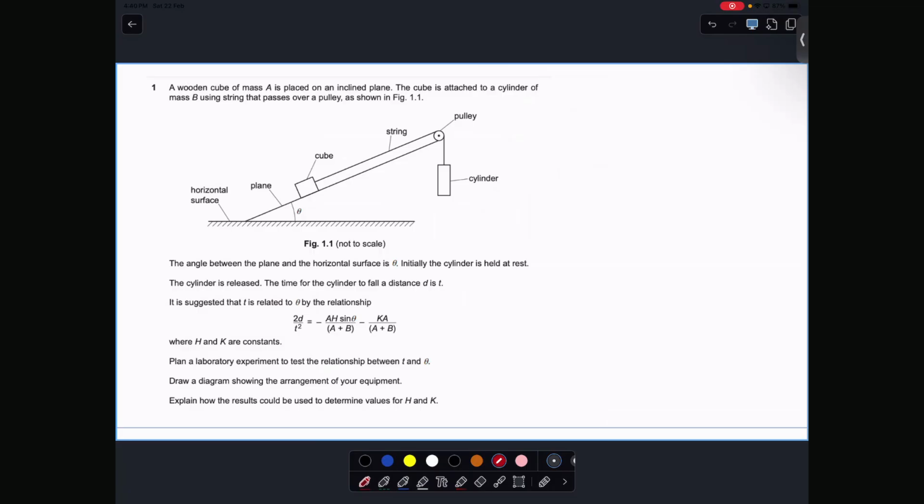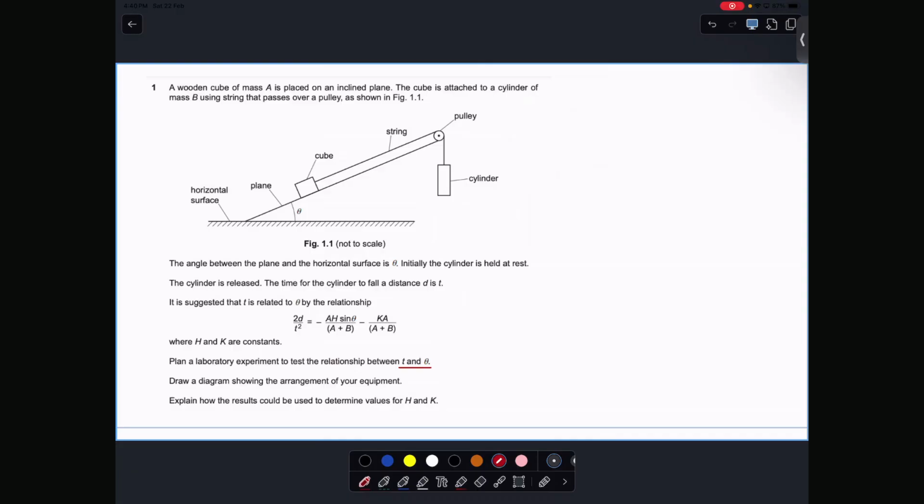Initially, the cylinder is held at rest. The cylinder is released. The time for the cylinder to fall the distance d is t. It is suggested that t is related by this expression here, where h and k are constants. Plan a laboratory experiment to find a relationship between t and theta. Draw a diagram showing the arrangement of equipment. Explain how the results could be used to determine the value of h and k.